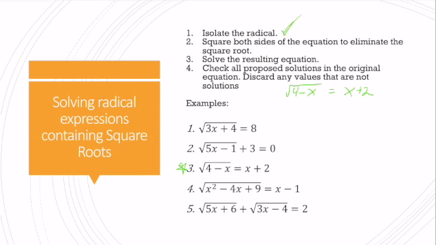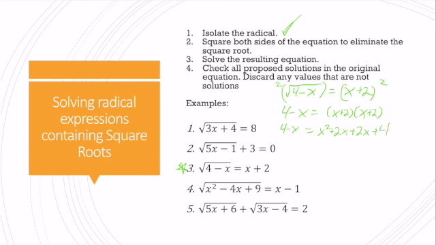Step 1, isolate the radical. Check. Step 2, square both sides of the equation, eliminate the square root. That leaves me with 4 minus x equals (x plus 2) squared. That means I need to FOIL this out. So I have 4 minus x equals x squared plus 2x plus 2x plus 4.